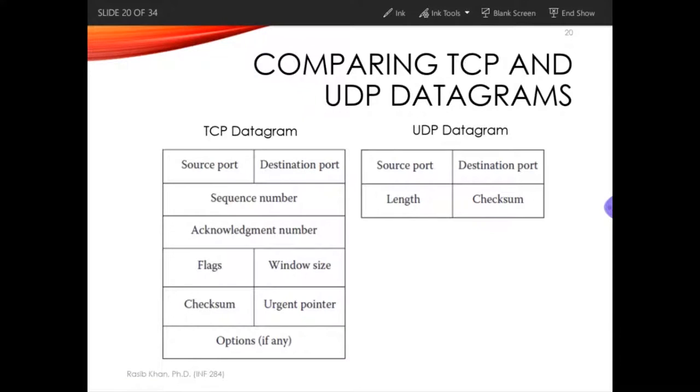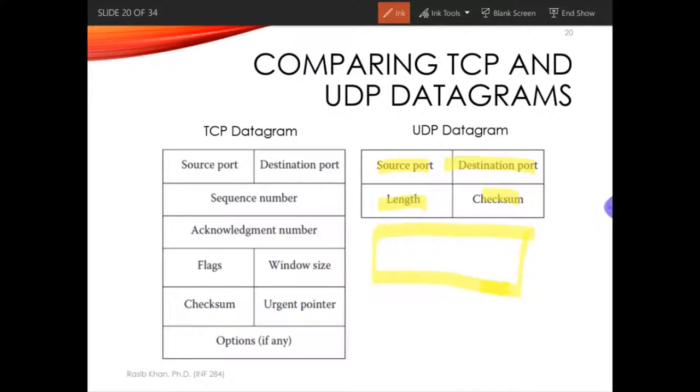And given that TCP is a little bit more complex than UDP, you can actually take a look at the structure of the datagram between these two, and you will see the number of fields in a TCP datagram is much more compared to the UDP. So in the UDP datagram, we have the source port, the destination port, the length, the checksum, and then we have basically the data.